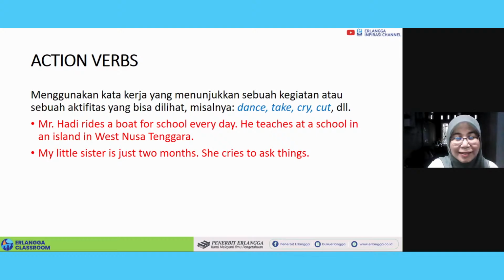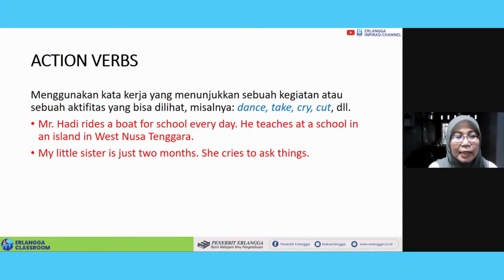Okay. Ini di sini ada kata rides and teaches. Nah, itu adalah action verbs. Perhatikan ada tambahan S di situ ya. Sahabat Erlangga, ada tambahan S karena subjeknya Mr. Hadi itu he. Betul. Pinter sekali sahabat Erlangga.